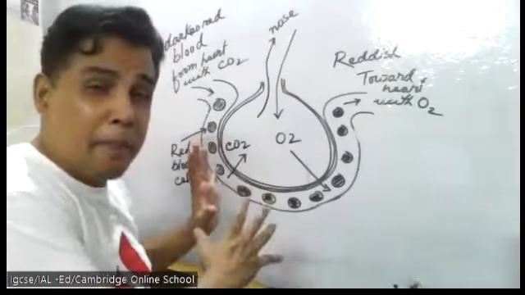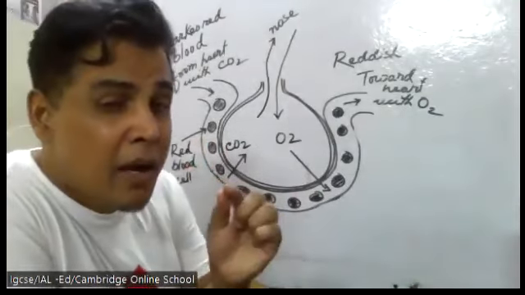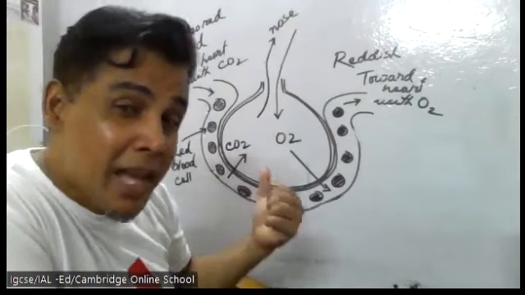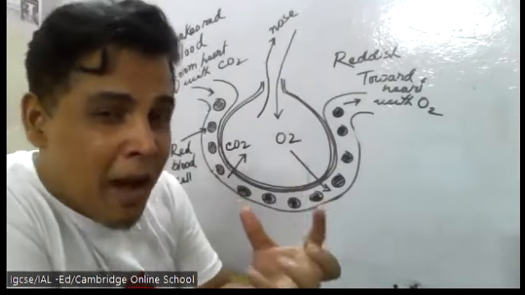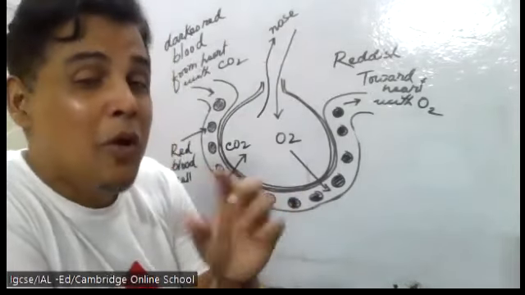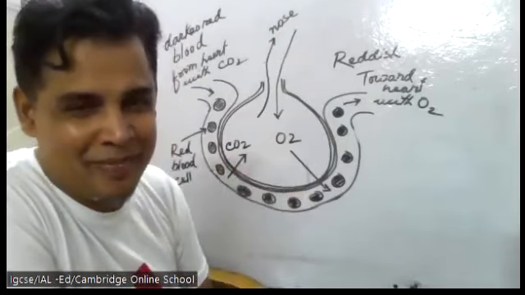So this is the picture of one alveolus. And there are millions of alveoli. But this is the unit of the lungs, because from one unit, from one room, we can understand how the lungs work.